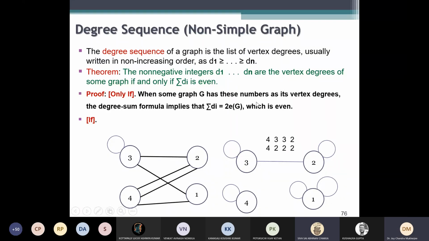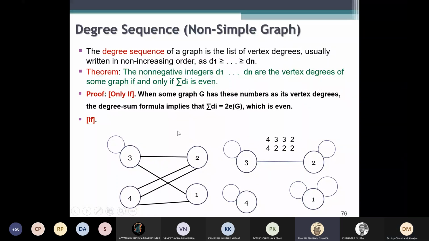Directly applying the degree sum formula, the summation of di equals 2 times the number of edges, which is even. Now we have to prove the "if" part. Suppose somebody gives you integers d1 through dn such that the summation of di is even. Then you have to prove that these numbers d1 through dn correspond to the vertex degrees of some graph.